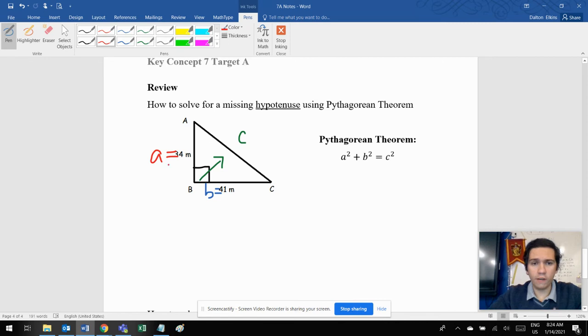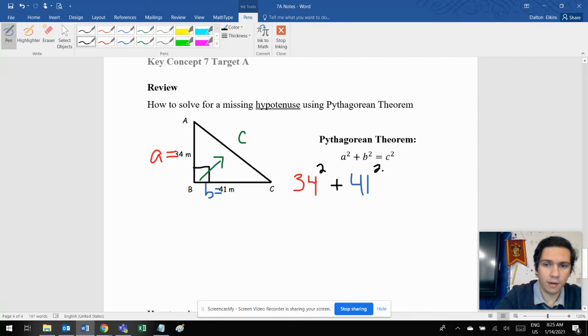So once I figure out what side is a, what side is b, and what side is c, I can then go ahead and plug in values into Pythagorean theorem. Pythagorean theorem just states that you need two of these values, and you can use those two to get the other one. So I know a is 34. So 34 to the power 2 plus b, which is 41 to the power 2, is equal then to c to the power 2. We don't know what c is, so I'm just going to call it c. That's what we're trying to find.